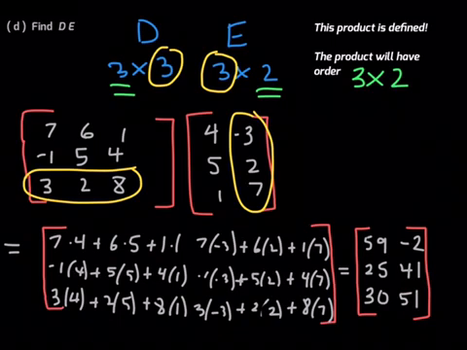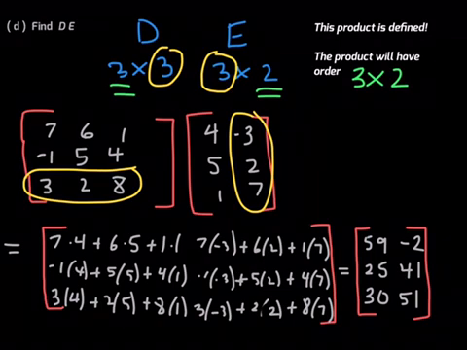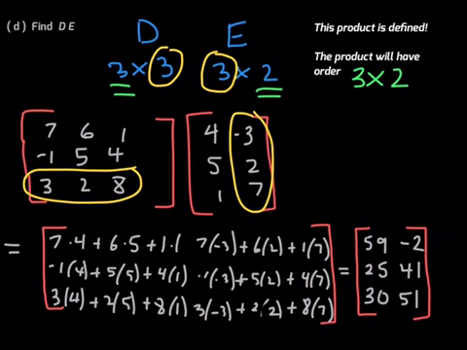All right, guys, this is my product. This is my final answer. This is D times E, and it is 3 by 2, like we had said it was going to be in the very beginning. 3 rows by 2 columns, 3 by 2. All right, that's matrix multiplication. Cool deal. We're off to our very last objective, which is solving systems of equations using a matrix equation.